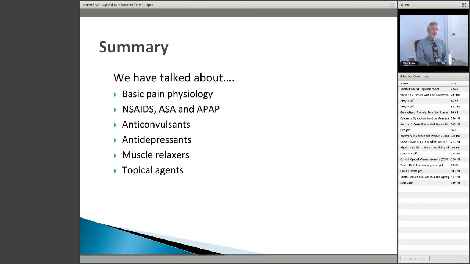So there are many other topicals that are out there, especially compounded topicals. I didn't go through them. Many of your pharmacies will do this for you. I hasten to add that some of the more complicated mixtures of these agents don't have a lot of scientific data behind them.